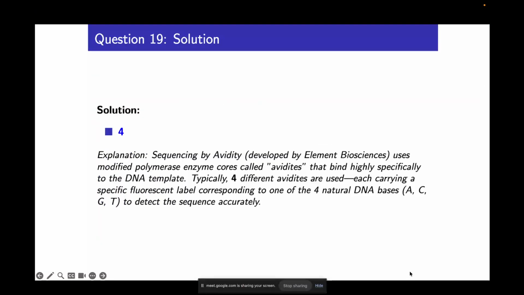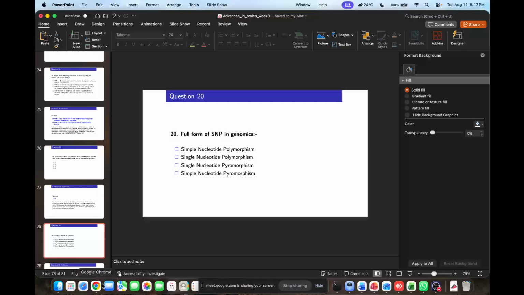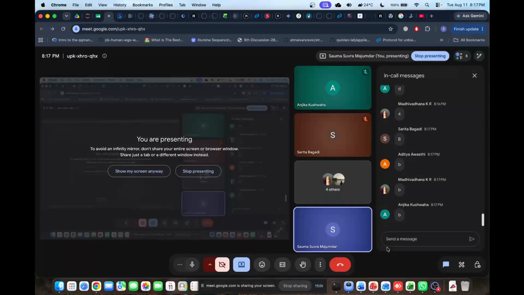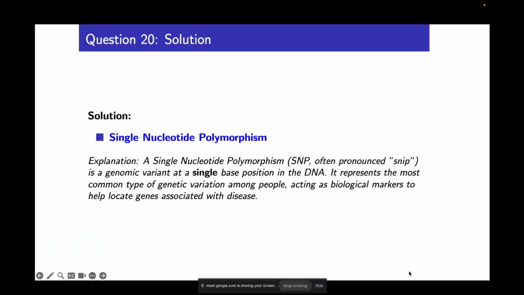Yeah, the answer is four, corresponding to the four DNA bases, A, C, G and T. So that's correct. Okay, final question. Yeah, this is very easy. That's correct. Single nucleotide polymorphism is what it's called.